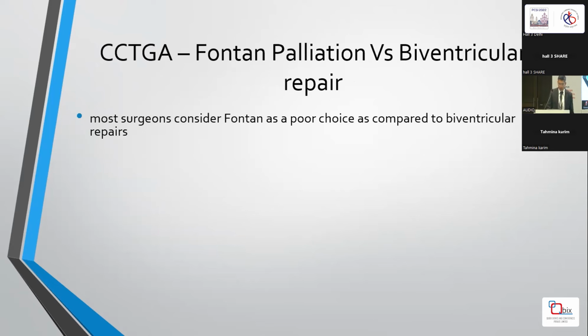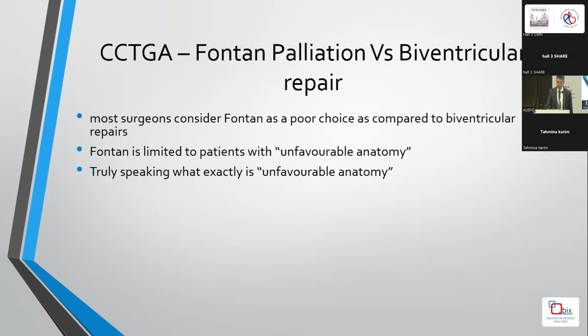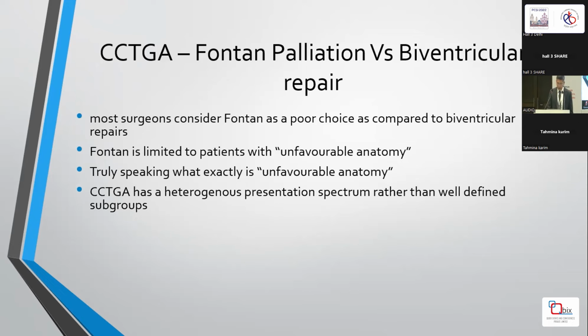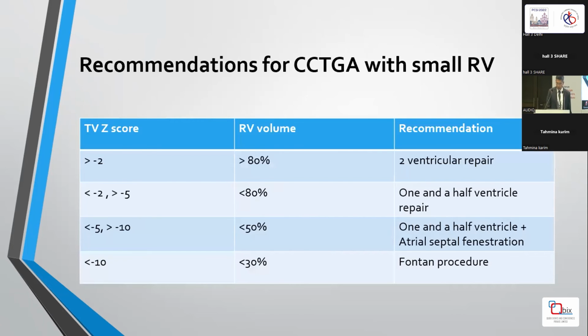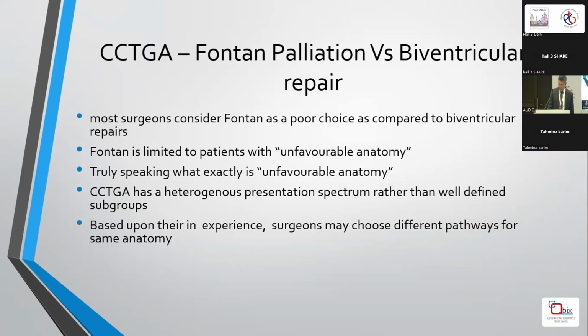So why do people want to do biventricular repair? Because most surgeons consider Fontan a poor choice when they can do a biventricular repair. Fontan is left for patients with unfavorable anatomy. And as I said, unfavorable anatomy could be a non-routable VSD. So what is unfavorable? Probably it again depends on the surgical experience. Based on the experience, surgeons may choose different pathways for the same anatomy. Hence, we have no consensus.